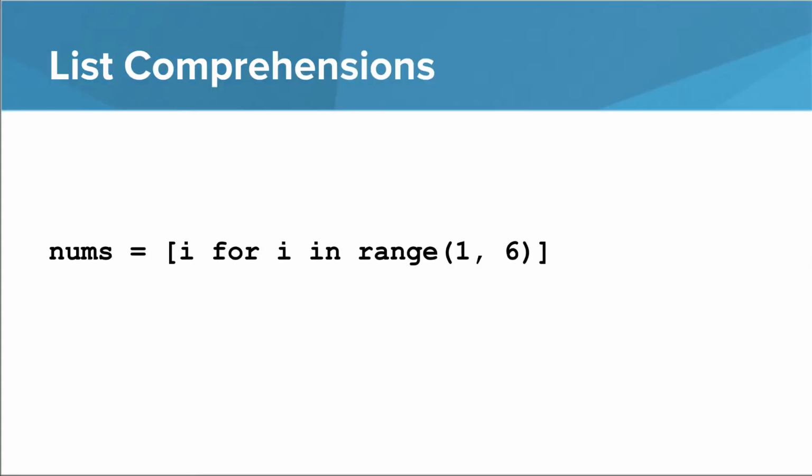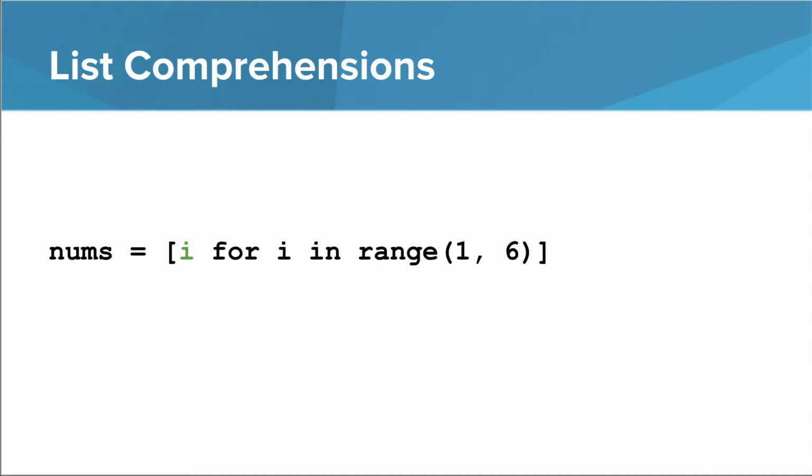Let's break this down into pieces. This part is basically a for loop in disguise. It should look weird because it doesn't have a body and it appears in the middle of a bunch of code. But it still behaves similarly. It assigns numbers to I from a range starting at 1 and going up to but not including 6.